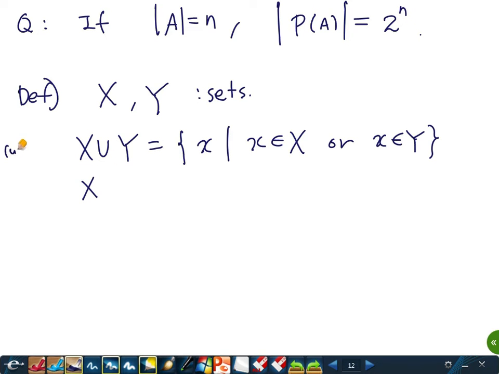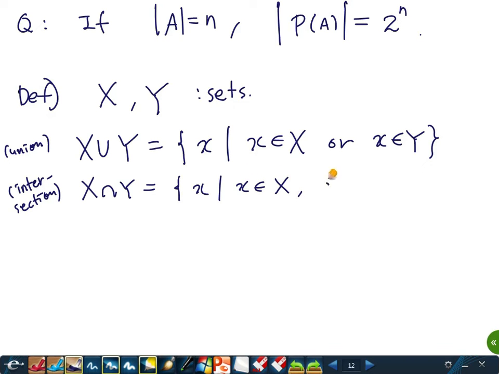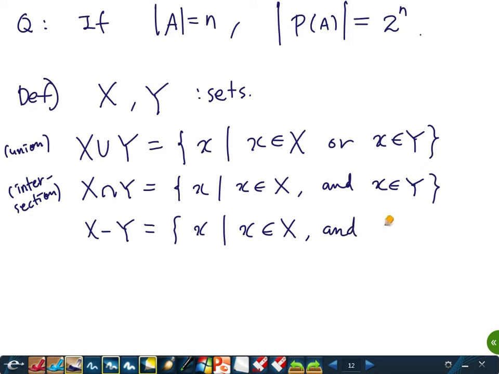This is called union. And this is called intersection. X intersect Y is the set of elements x such that x is in the set X and also in Y. Intersection. And subtraction, X minus Y: the set of elements which are in X and not in Y. This is the difference.